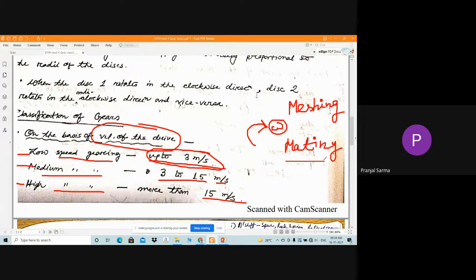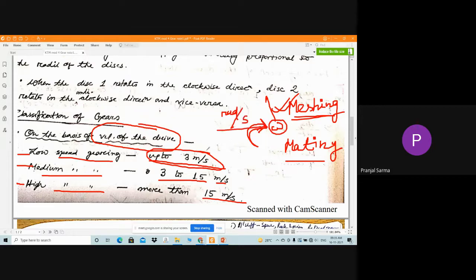Meshing or mating of gears. Okay, this is the better one. For saying that engagement, we know that this is a rotational element. So that means the angular velocity we are talking about, what is the unit of angular velocity?